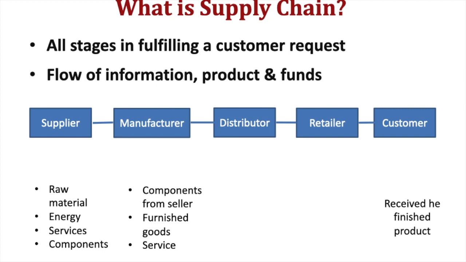From the perspective of the supplier, the supplier will provide the raw material, energy, service, and component. And then the manufacturer will create the component and come up with a very good product and also service. After that, the distributor will distribute the product to the retailer, and then the retailer will receive and also sell the product to the customer. This is basically the supply chain process.